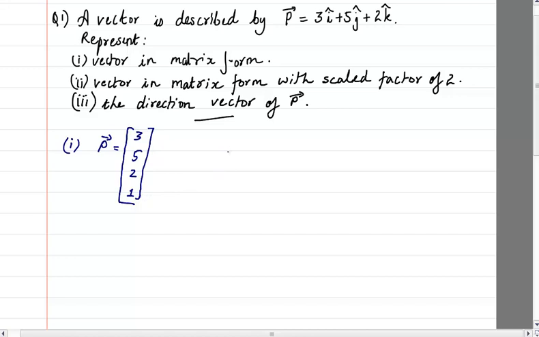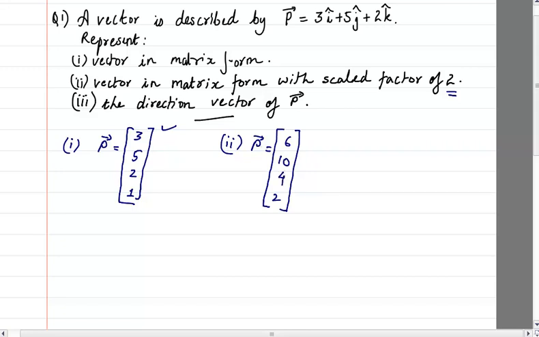Now, if I want to write for the scale factor 2 as it's written here, the vector in matrix form with a scale factor of 2, then all I have to do is write the scaling factor of this matrix as 2, and then each of the individual values I will have to write by multiplying the original vector which is written here with 2. So 3 2s are 6, 5 2s are 10, and 2 into 2 will be 4.